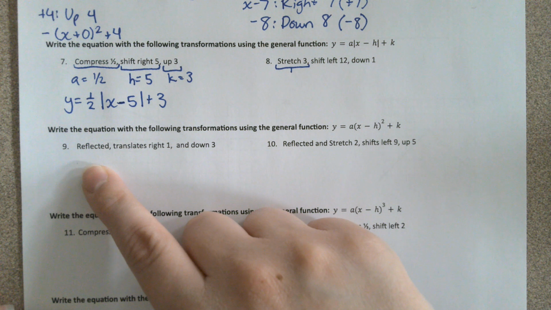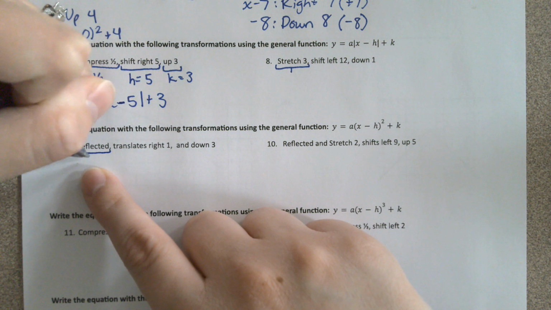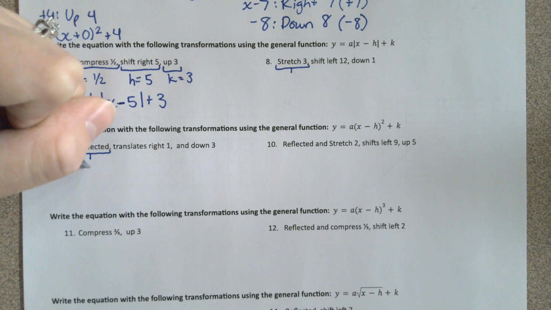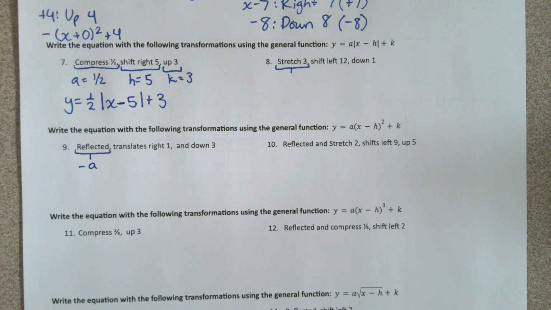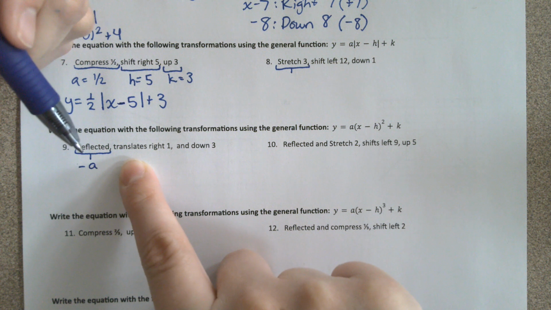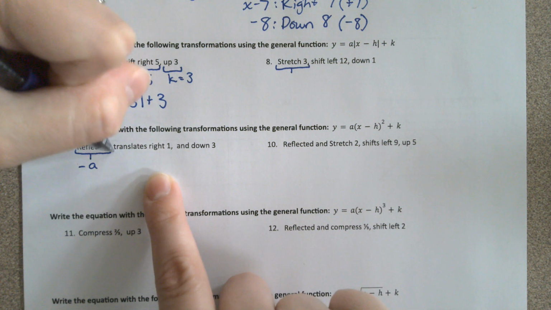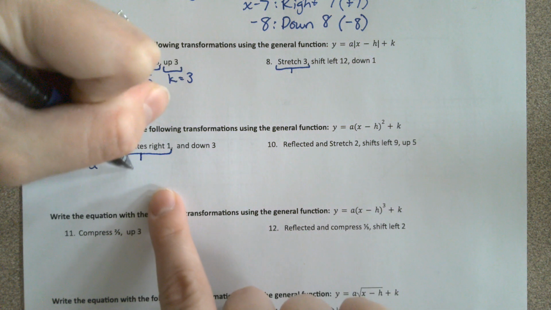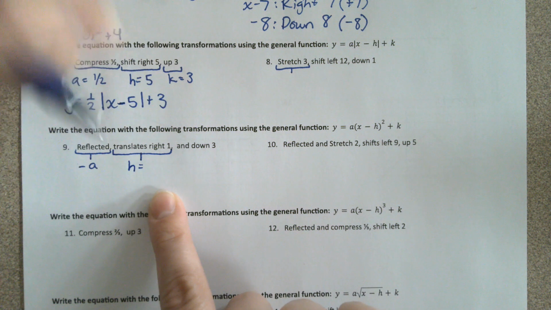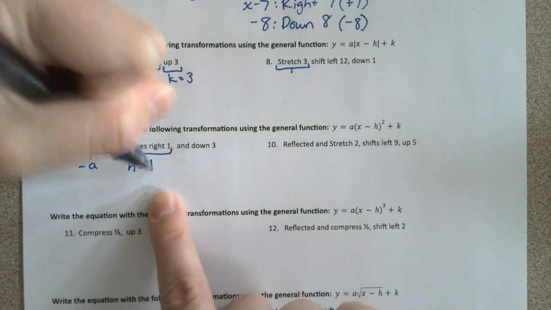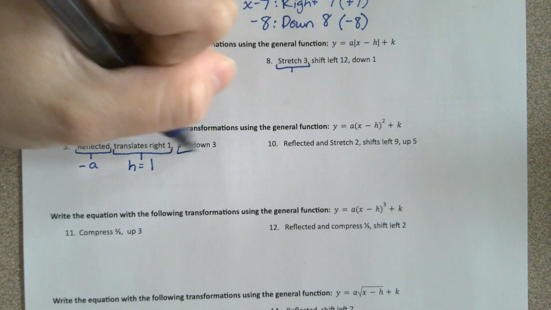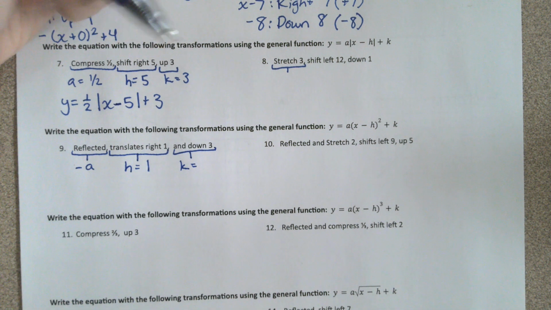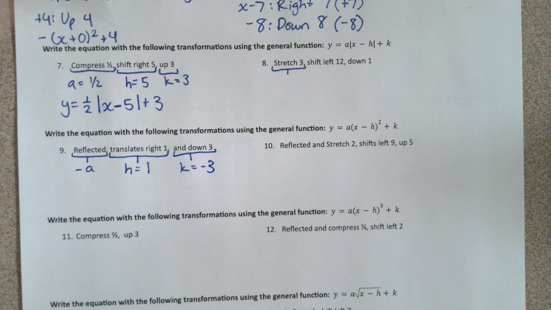Number 9, reflection, that's where we have a negative. So that means we're going to have a negative a. And then translates right 1. Just another way to say shifts. Right 1. Right 1 is a plus 1 movement. So h is 1. Just 1. Down 3. k, k is up or down, is a minus 3.